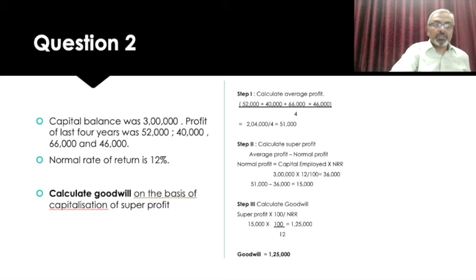Now, on the basis of 15,000, if we calculate goodwill using the formula super profit into reciprocation of normal rate of return, or super profit into 100 divided by normal rate of return, we get 15,000 into 100 divided by 12, which gives us a value of 1,25,000. So in this case, the value of goodwill will be 1,25,000. With this, we complete the goodwill valuation.